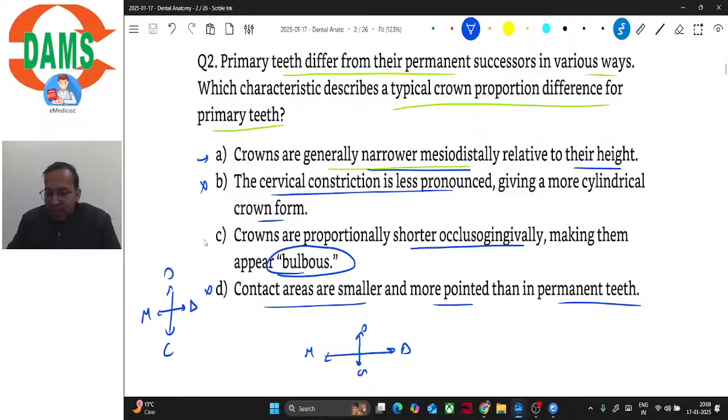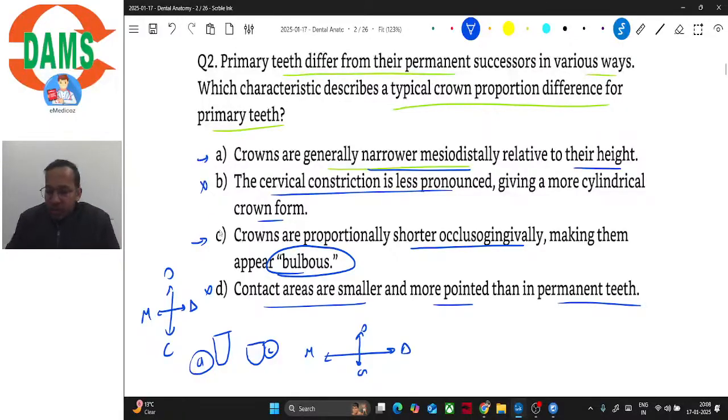Now we are confused between option A and C. Crowns are generally narrow mesiodistally. Do you think this option is correct? Do you think they appear taller, or do you think that they appear bulbous? Which of the two statements do you think is correct? Option A, where the crown appears taller, or option C, where the crown appears more bulbous?